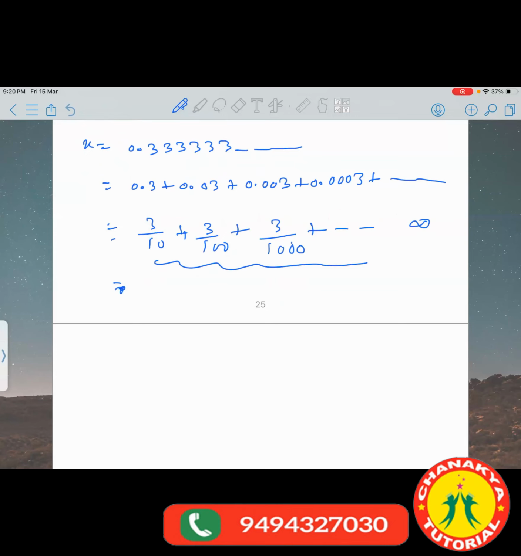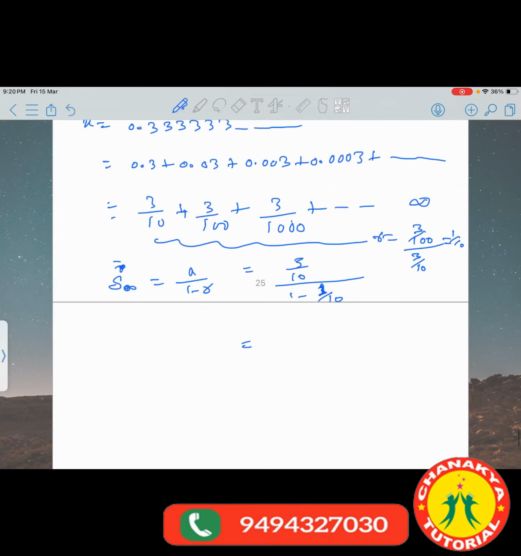S infinity is equal to A upon 1 minus R. A is 3 by 10 upon 1 minus R, right? R is equal to T2 upon T1. 3 upon 100 upon 3 upon 10 is, sorry, 1 upon 10, no? 1 upon 10. R is equal to 1 upon 10. So you can solve 3 upon 10 into 10 upon 9. So we get 3 upon 9, which is 1 by 3, right? So x is equal to 1 by 3.